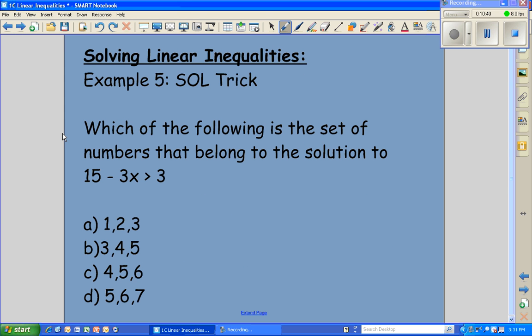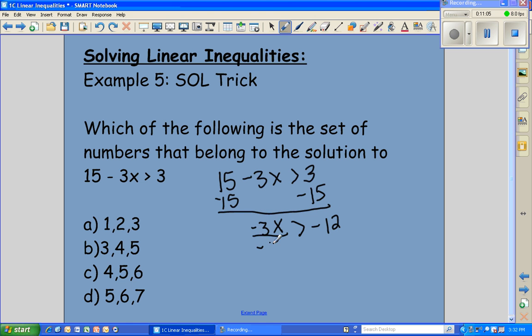All right, one quick little SOL trick. If you're looking at this problem, you got this multiple choice going on. Of course, you can work this out. You get 15 minus 3x is greater than 3. Subtract 15 from each side. Now what they're banking on here is that you forget that when you divide by a negative, you need to switch your inequality.